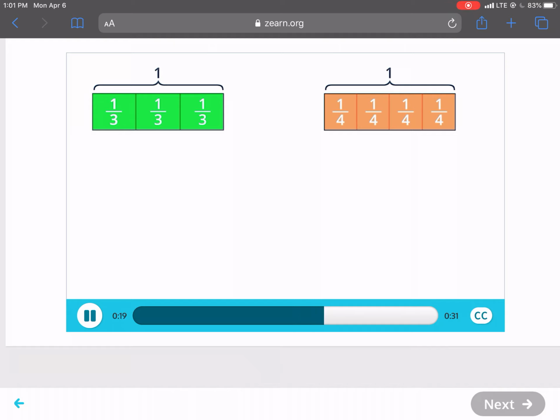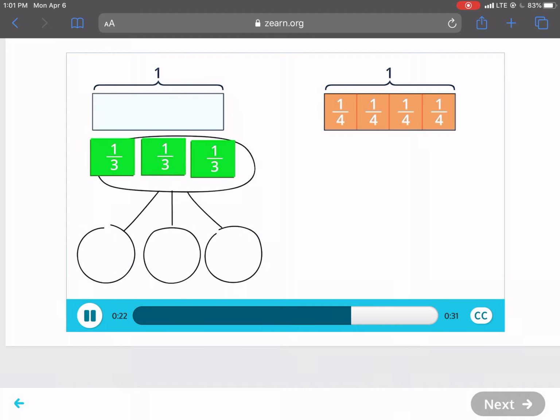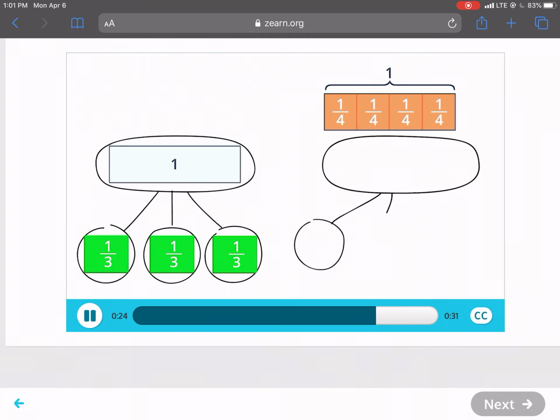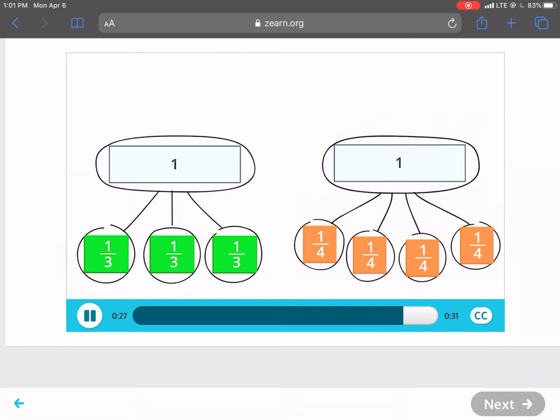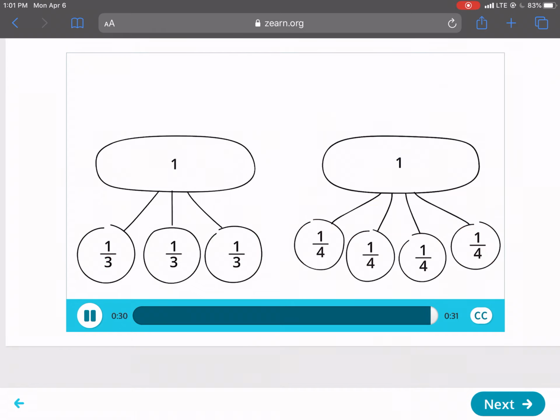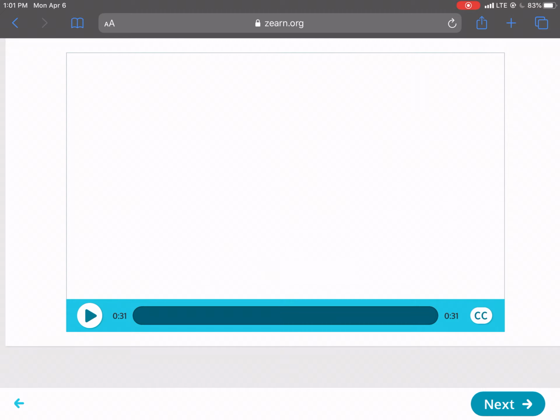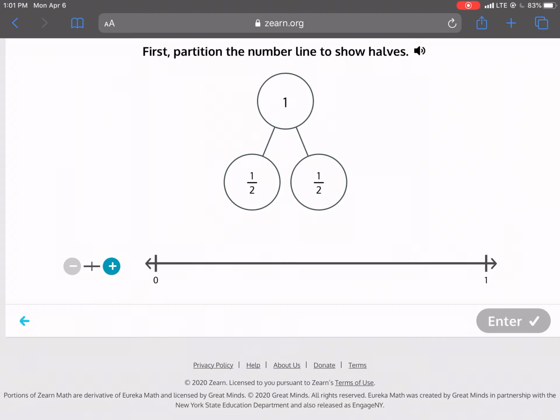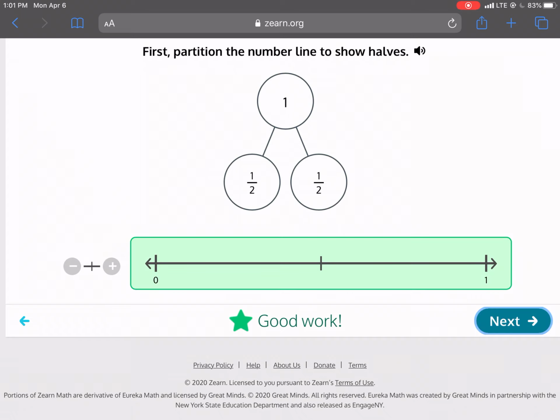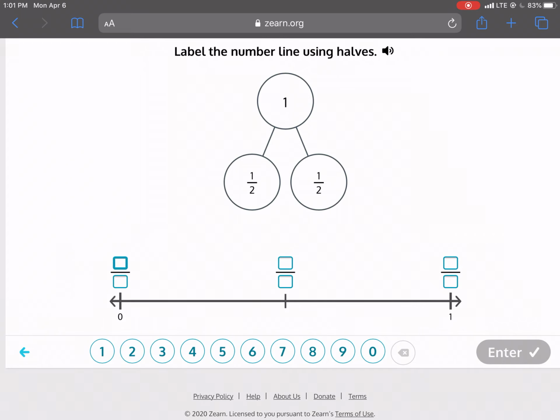Let's look at this as a number bond. 1 whole is the same as 3 thirds. 1 whole is also the same as 4 fourths. Now let's see how this looks on a number line. First, partition the number line to show halves. So we know that with halves, we're splitting the whole into two pieces. Label the number line using halves. At 0, we have 0 halves. In the middle, we have 1 half. And at 1 whole, we have 2 halves.